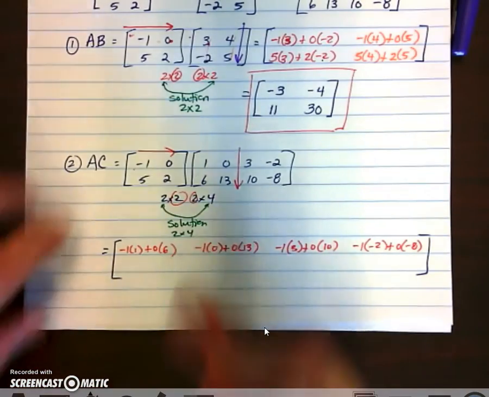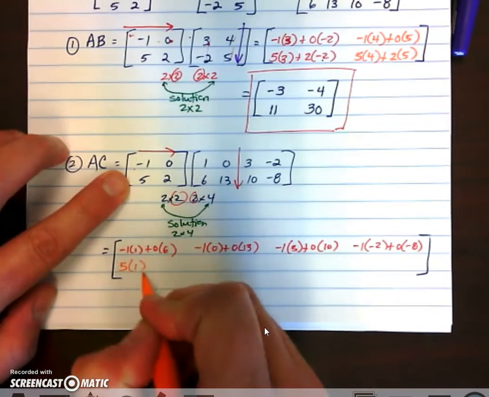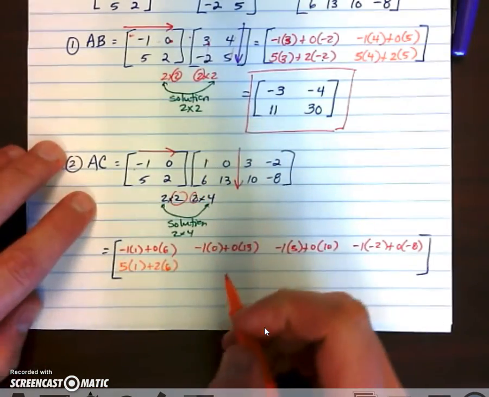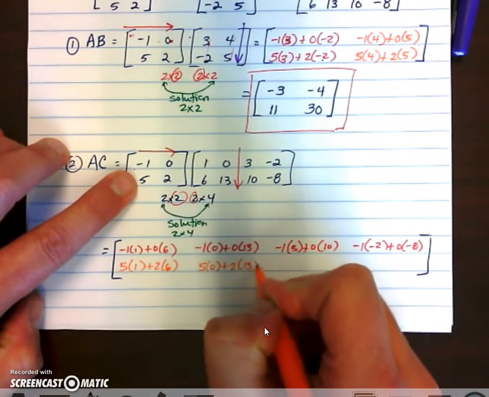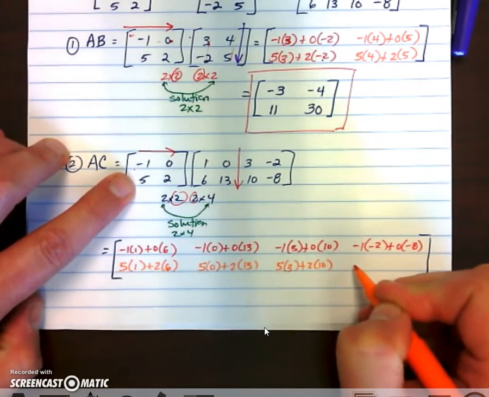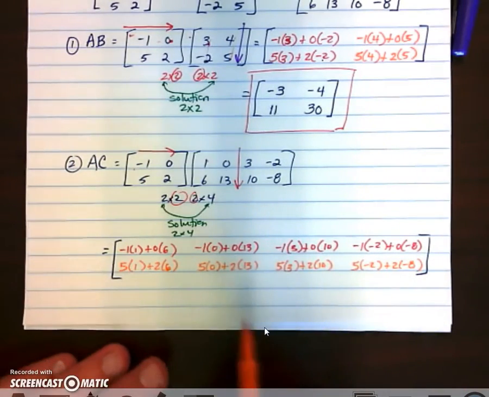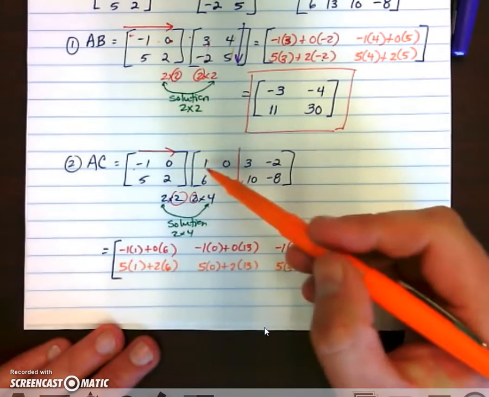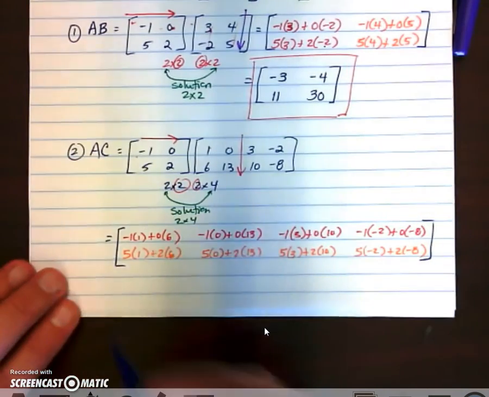So now let's do row 2. So now we're going to do each column again, but now we're only going to use row 2. So we go 5 times 1 plus 2 times 6. So I went 5 times 1, then 2 times 6. Now I'm going to go 5 times 0, 2 times 13, 5 times 3, 2 times 10, 5 times negative 2, 2 times negative 8. Now, if you notice here, in the parentheses I have all the same numbers in each column, and these are my numbers that are in my columns here. Okay, so now we'll just work this out.